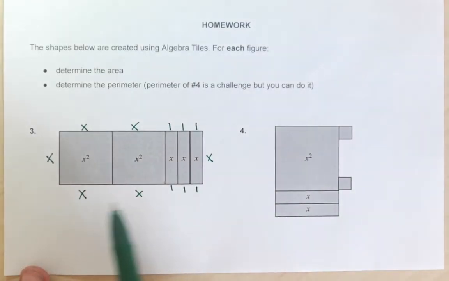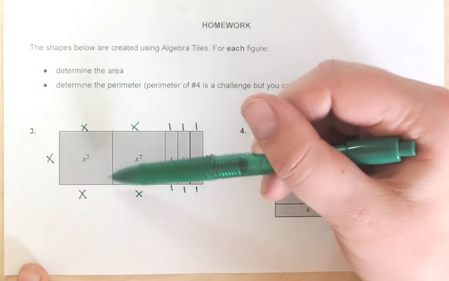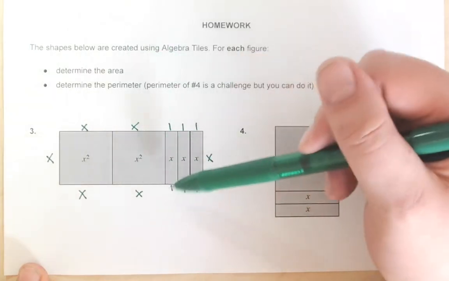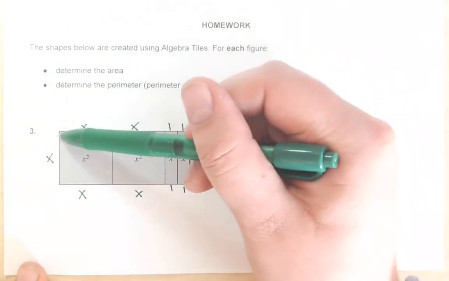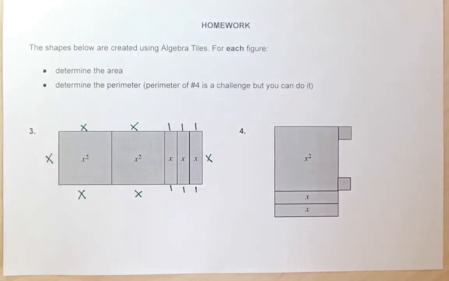Notice I'm only labeling the things on the outside of the figure. If they're lines on the inside, that's not part of our perimeter. Perimeter is only the surrounding sides that are on the outside of the figure that we have.